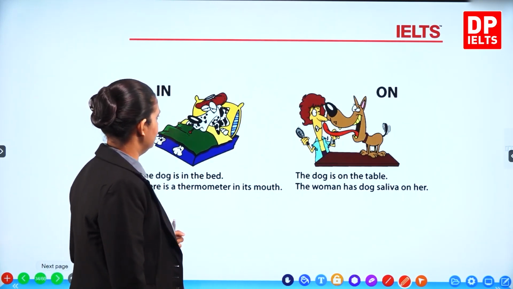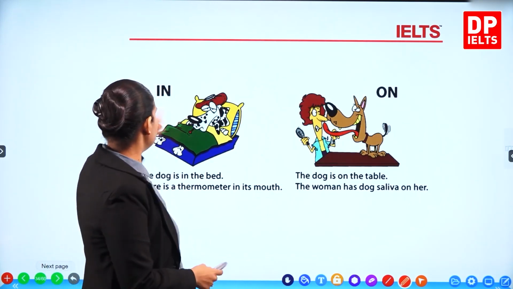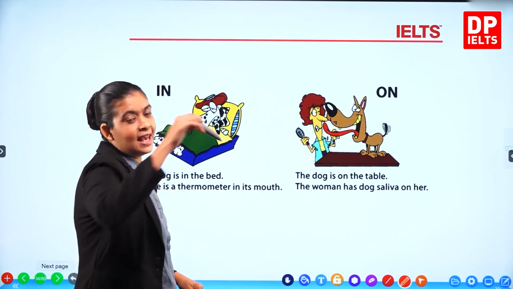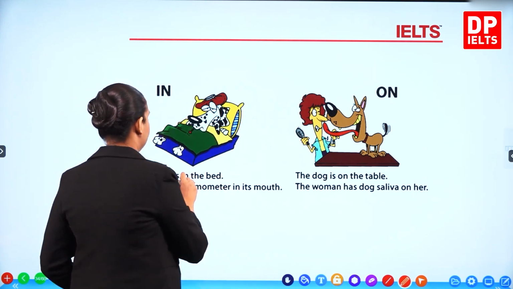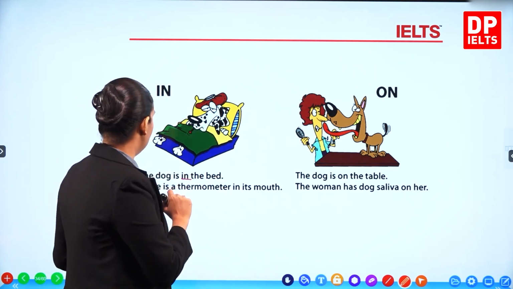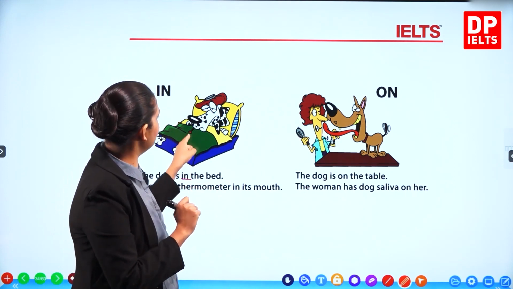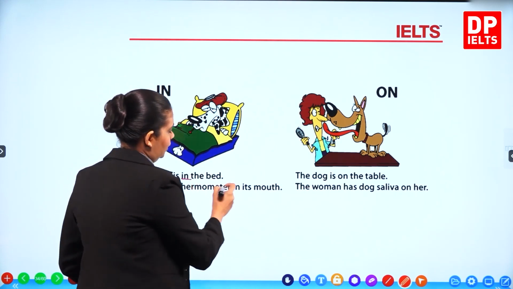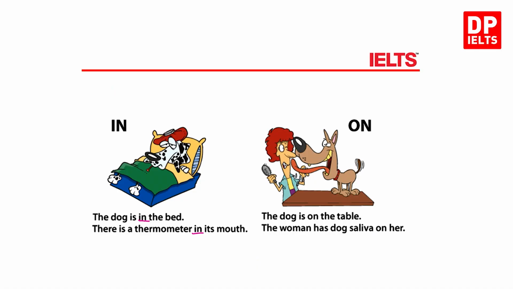In, right. Where is the dog? The dog is in the bed. There is a thermometer in its mouth. Dog கட்டிலில் இருக்கின்றது. கட்டிலில், in the bed. There is a thermometer in its mouth. அதன் வாயினுள் thermometer ஒன்று இருக்கின்றது.